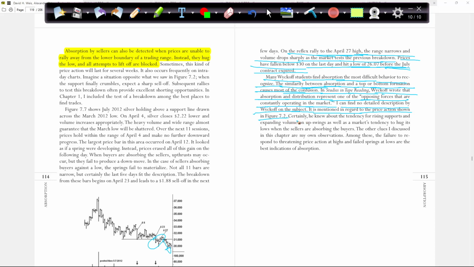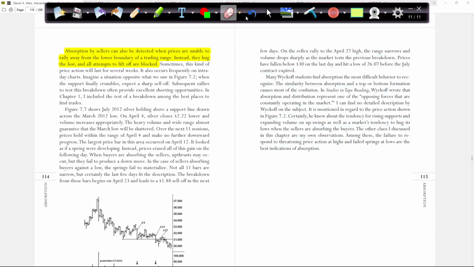Certainly, he knew about the tendency for rising supports and expanding volume on upswings, as well as the market's tendency to hug its lows when the sellers are absorbing the buyers. The other clues I discuss in this chapter are my own observations. Among these, the failure to respond to threatening price action at highs and failed springs at lows are the best indications of absorption.